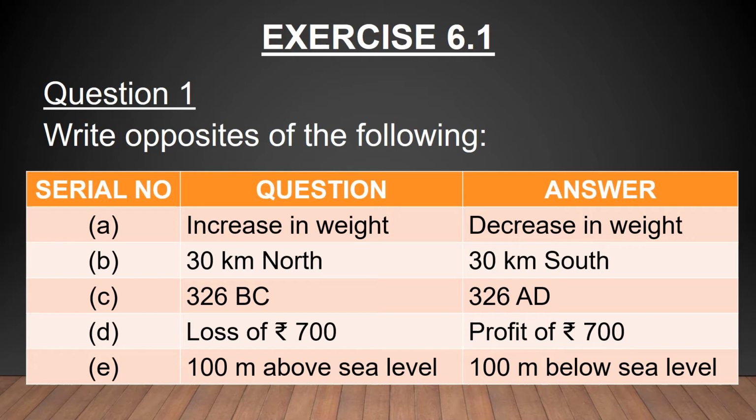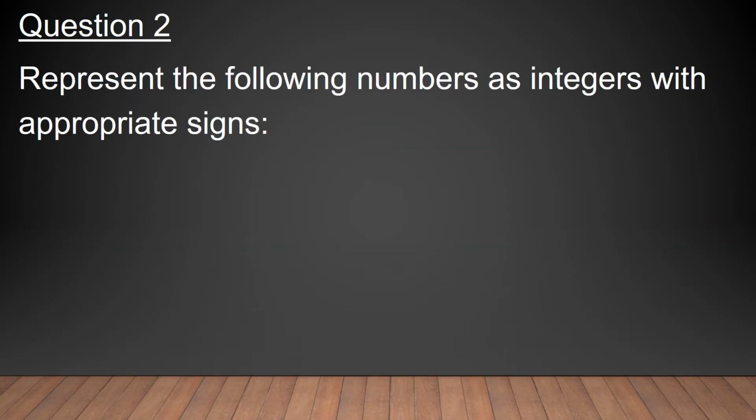Next part is 100 meter above sea level. Opposite of above is below. So the answer is 100 meter below sea level. Question number 2. Represent the following numbers as integers with appropriate sign.